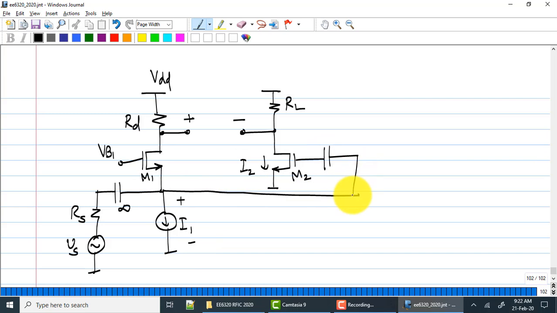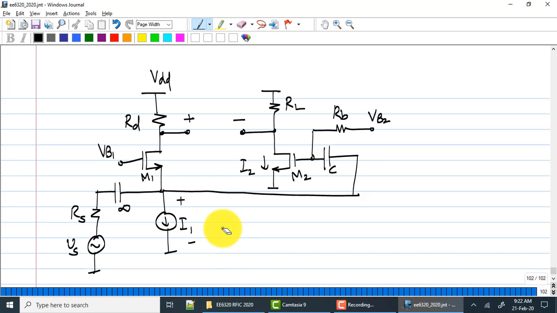But now you need to bias. I'll call this some VB2. How do you generate VB2? Maybe using a current mirror. You need to generate a voltage VB2 such that there is a current I2 in M2. Maybe that may be using a current mirror, the same current mirror which you use to generate I1. Doesn't matter. We know how to do that. What is the value of C?